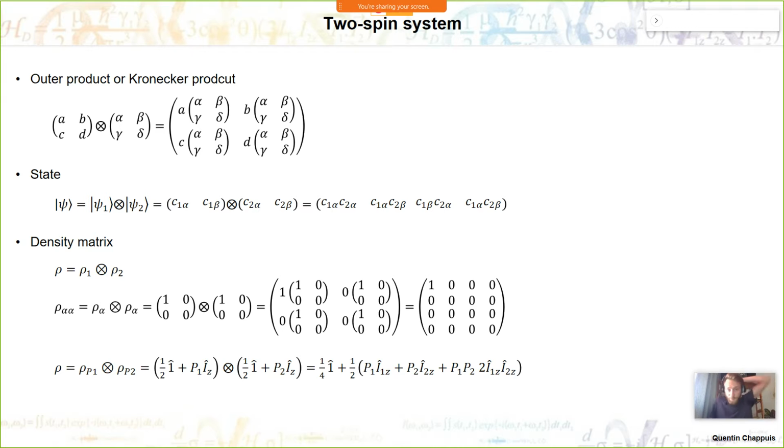But here I haven't explained to you what I1Z and I2Z are. I've explained Iz earlier, so I need to go into some more detail.